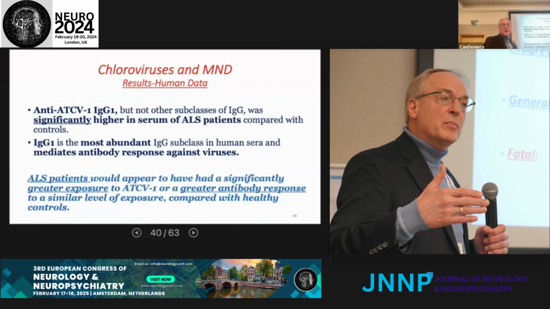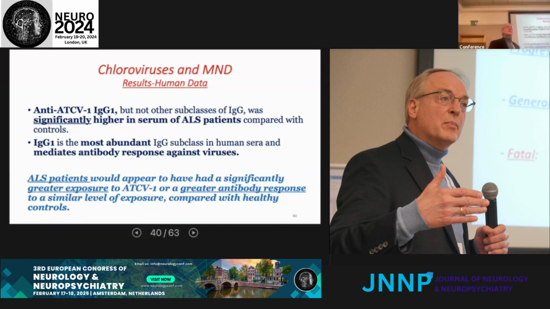The human data, what we found is that of the 17 ALS patients that we just took blood from, just normal ALS patients, so to speak, they all had significantly high levels of IgG1, which is the antibody to the chlorovirus. The 13 controls also had levels, but they were very low. Statistical difference between the 2, suggesting everybody's been exposed.